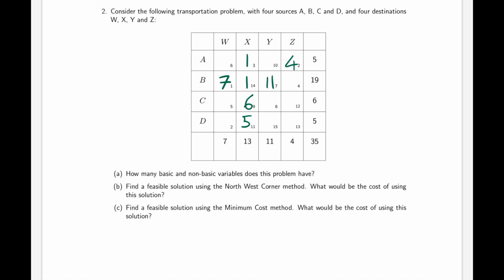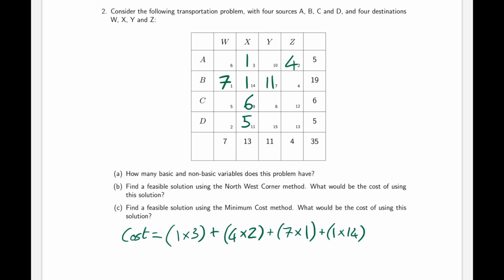What would be the cost of using this solution? So we'll do the same again. Our cost now, we are sending 1 unit of goods along a route that costs 3 per unit. That's AX. For AZ, we are sending 4 units of goods along a route that costs 2 per unit. BW, we are sending 7 units of goods along a route that costs 1 per unit. BX, we are sending 1 unit of goods over a route that costs 14 per unit.